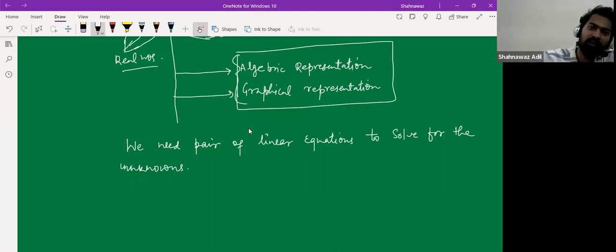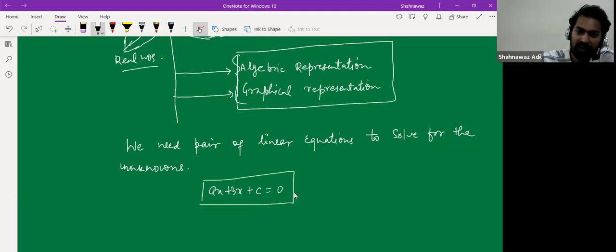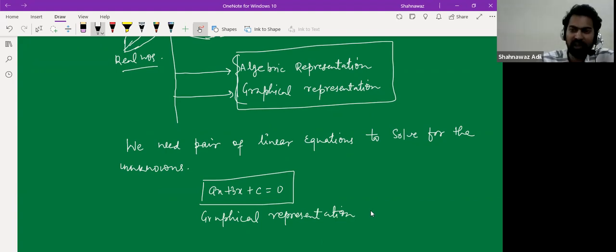So you already know that the algebraic expression will be like this. This will be an algebraic equation, and the graphical representation of a linear equation will be a straight line, right? Yes, sir. So this will be a straight line.